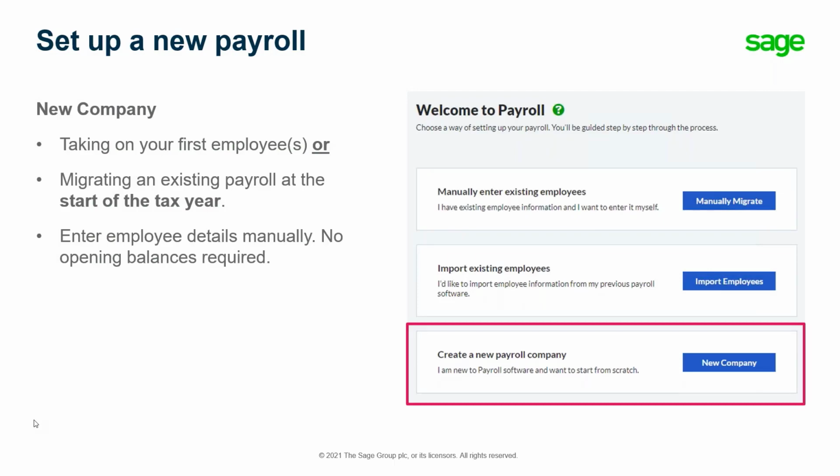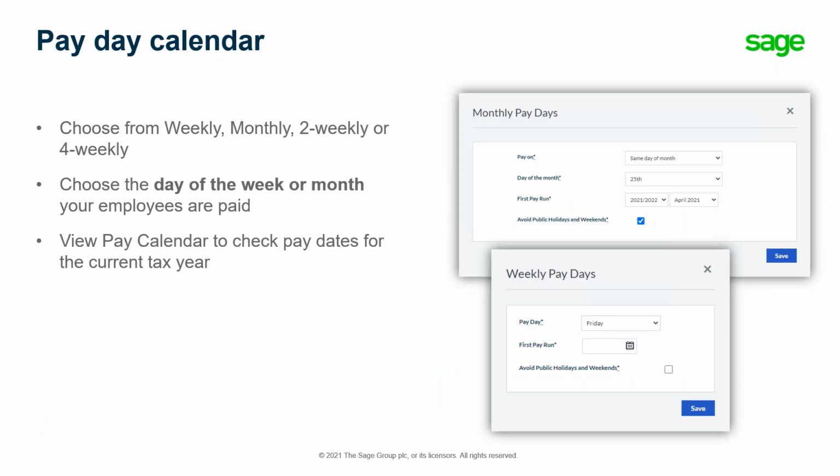So that was a video that I recorded a few weeks ago now, explaining how to set up a new payroll company, focusing on the 2 main tasks there. So the first was setting up a payday calendar, which is as simple as choosing the pay frequency, weekly, monthly, 2-weekly or 4-weekly, and then confirming the day of the week or month that your employees are paid.